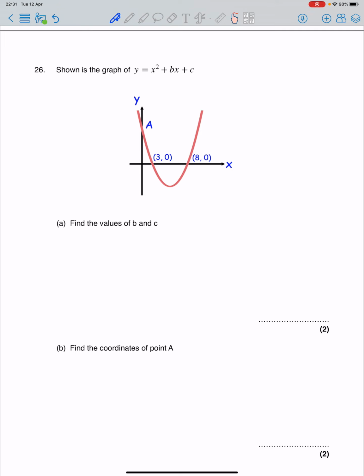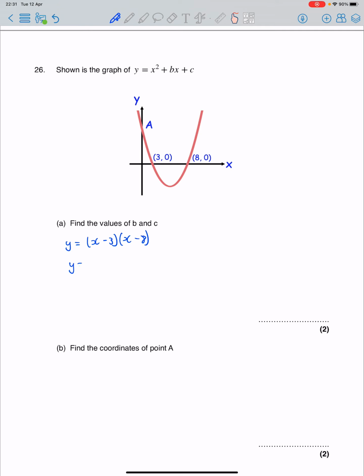So we've been told that this is the graph of x squared plus bx plus c, and it goes through the points 3, 0, and 8, 0. So basically, we know that when x equals 3, y equals 0, and when x equals 8, y equals 0. This brings us back to those factorization days. So we have x minus 3 and x minus 8. Why? Because if this were equal to 0, our solutions would be x equals 3 and x equals 8. So that is the format of our function.